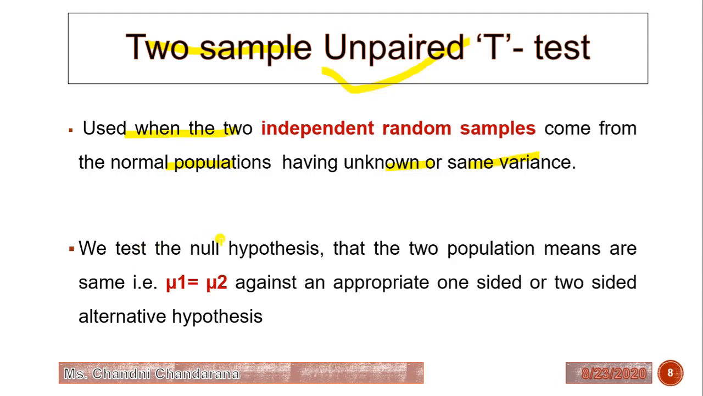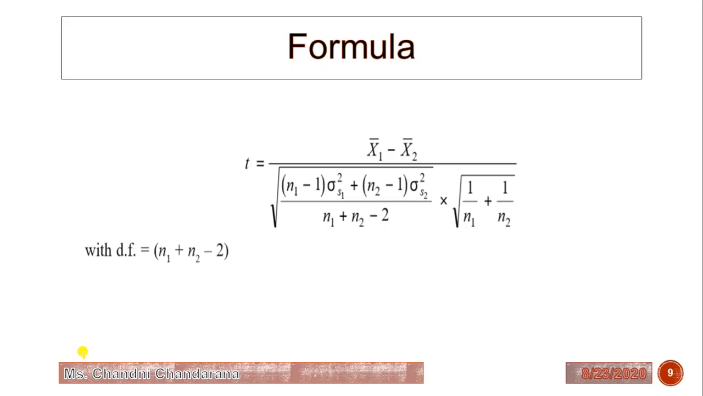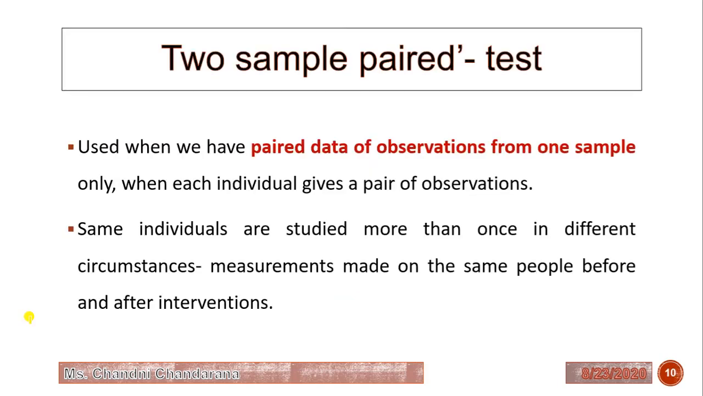We test the null hypothesis that the two population means are the same. The samples are independent, and we test against an appropriate one-sided or two-sided alternative hypothesis. Now this kind of test is measured by this formula. This formula is used to measure this kind of test. Here s1 is the standard deviation of sample 1 and s2 is the standard deviation of sample 2.